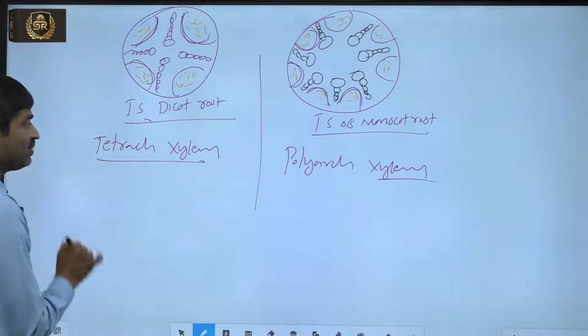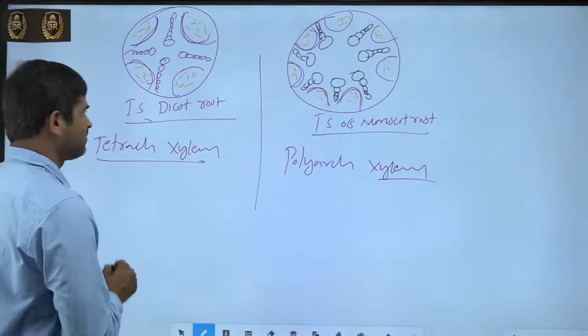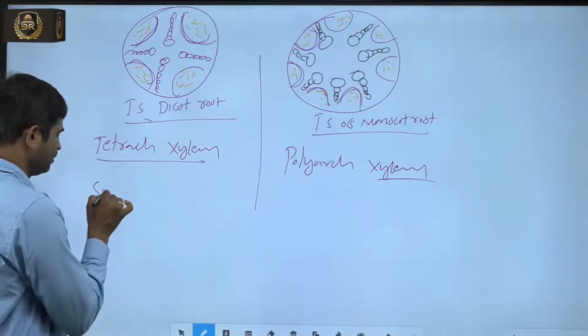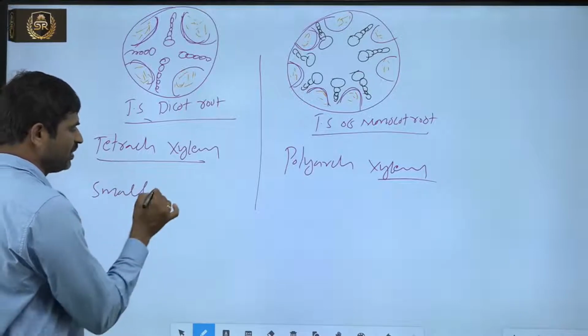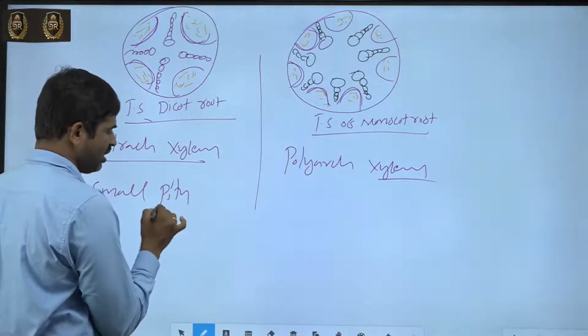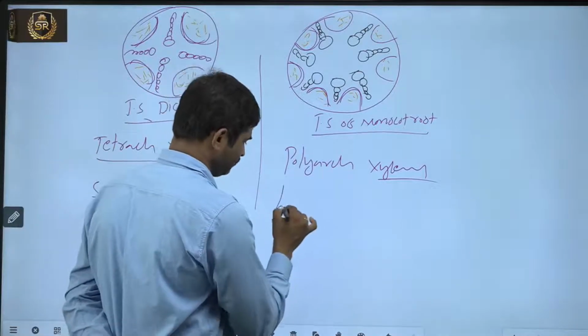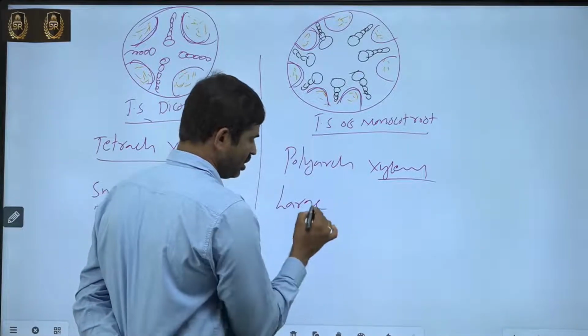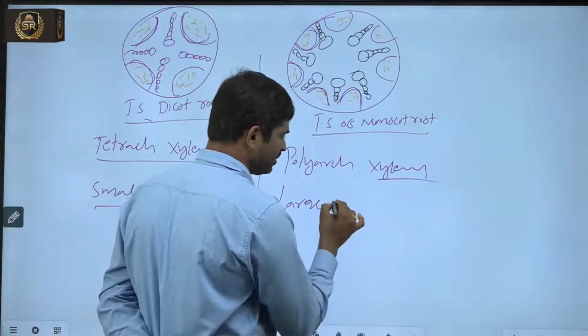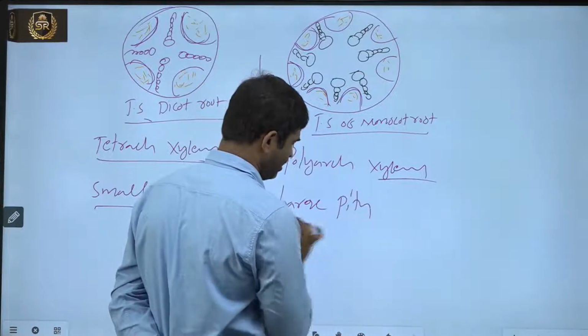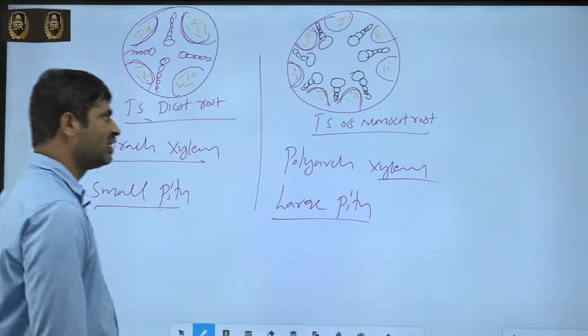Next one, reduced or small pith is present in dicot root, and large pith is present in monocot root.